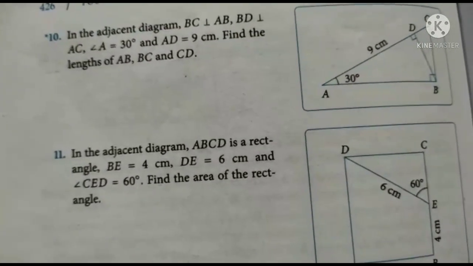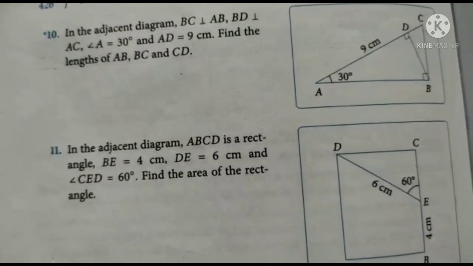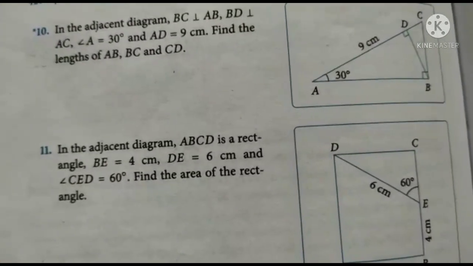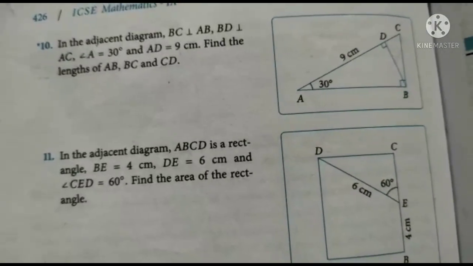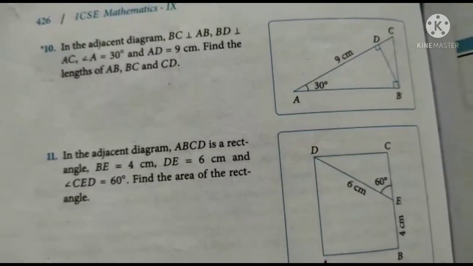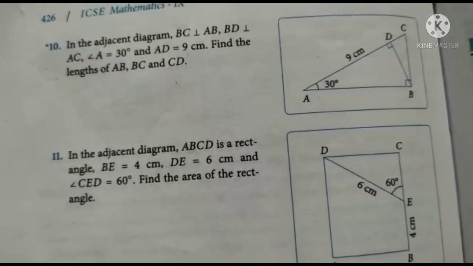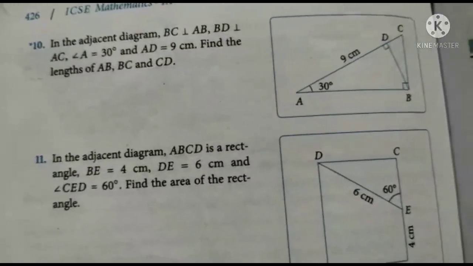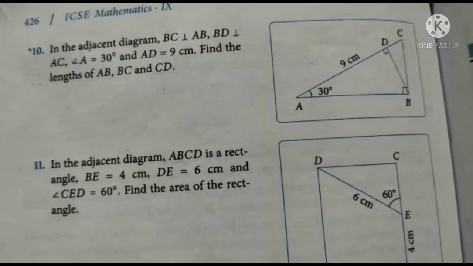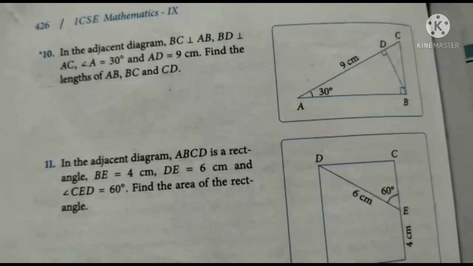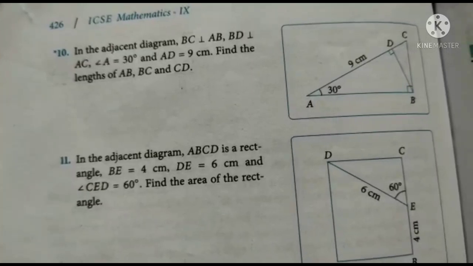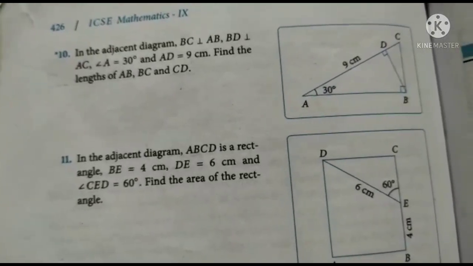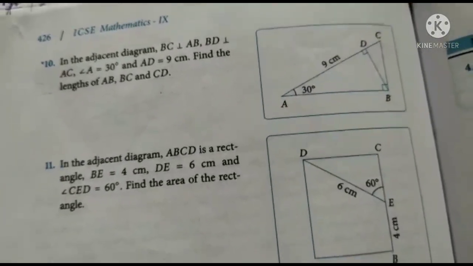See here, it is given that angle A is 30 degree, DA is 9 centimeter, and in right angle triangle ADB, angle D is right angle, and in the complete figure angle B is the right angle. So let's see how to solve this sum. Very easy sum and it's very interesting also. Let's see how to do this.